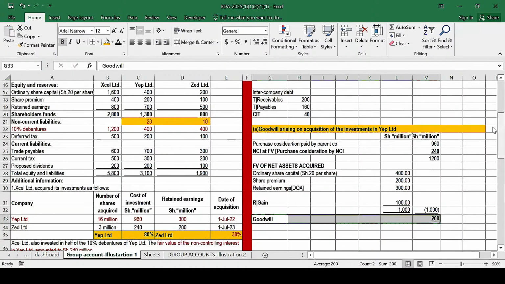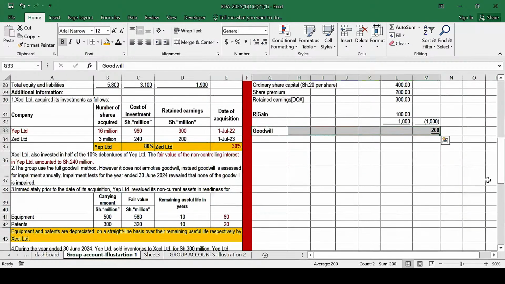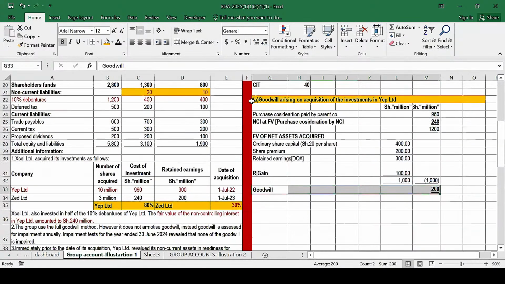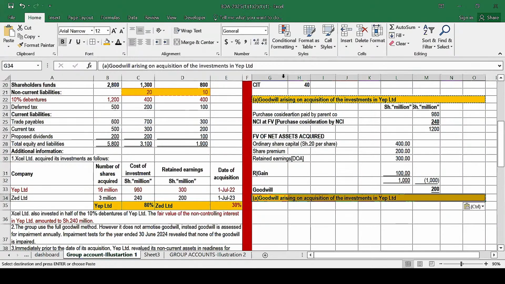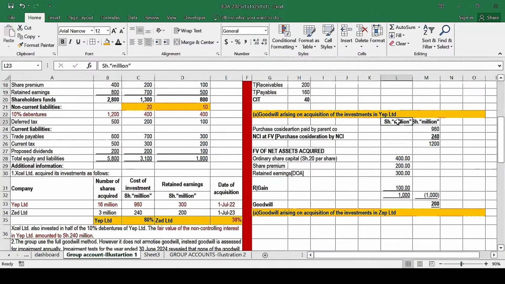And I hope you can also recall that somewhere in the additional information, in note number 2, we were given information that this goodwill was not impaired. So we are done with that. Let's compute the goodwill on acquisition of the other company. For that, we copy this and paste it here. So we are computing the goodwill on acquisition of the associate, which is called Z.